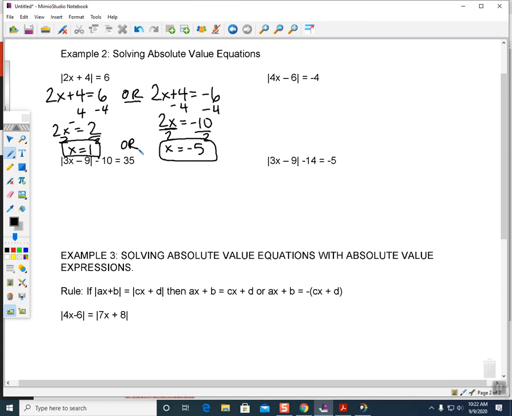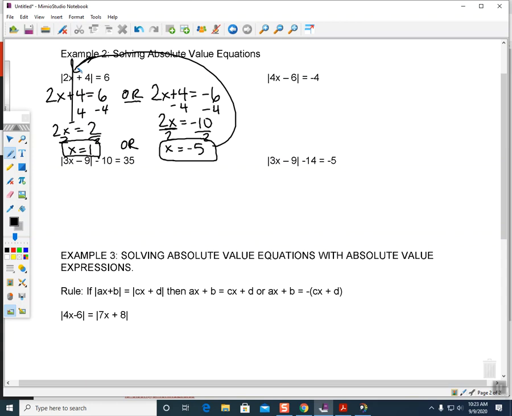So I've got x equals negative 5. So if I plug negative 5 back in here, take negative 5, put it in here. I've got negative 5 times 2, which is negative 10. Negative 10 plus 4 is a negative 6. Absolute value of negative 6 equals 6. Do the same thing with my 1. 2 times 1 is 2, plus 4 is 6. The absolute value of 6 is 6. These both check out.